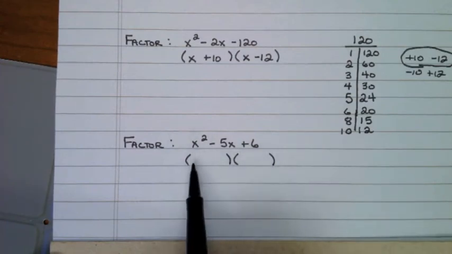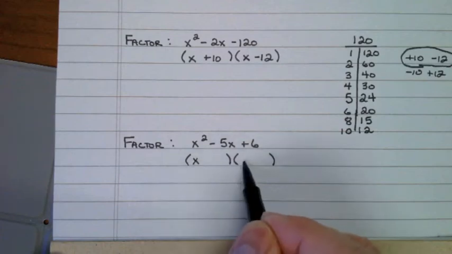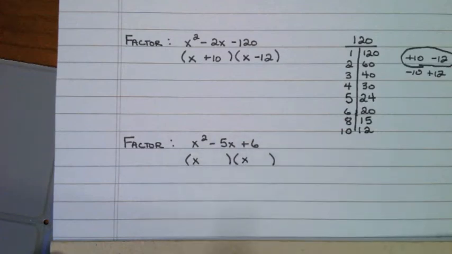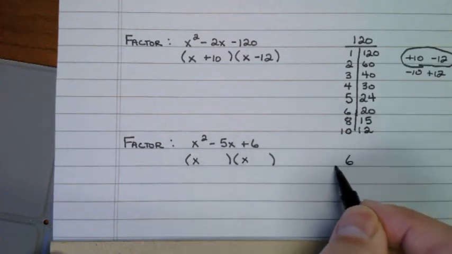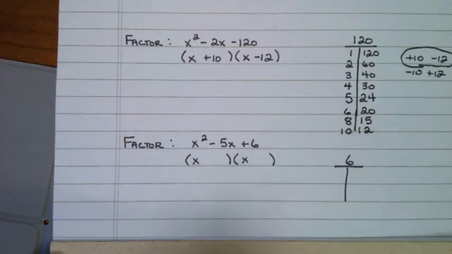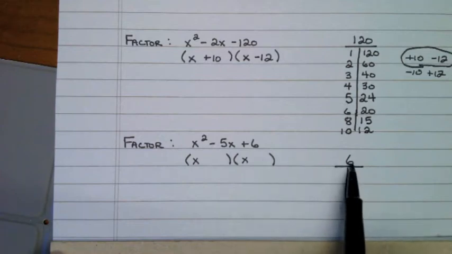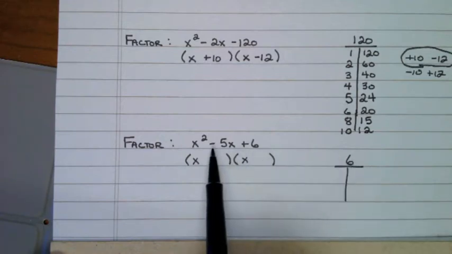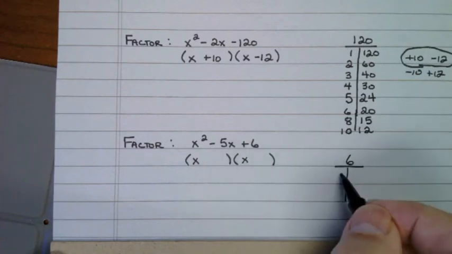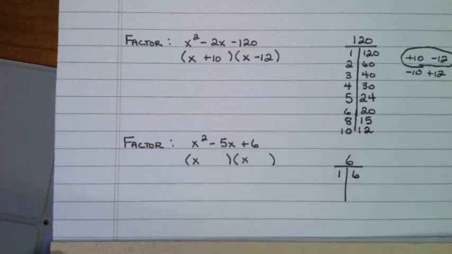The first thing I put in the parentheses is an x in each one of them. Now I make a list of numbers that multiply together to give me 6, because I'm looking for two numbers that put right here and right here that multiply together to give me 6, but add together to give me -5. So the first two I want to try is 1 and 6.